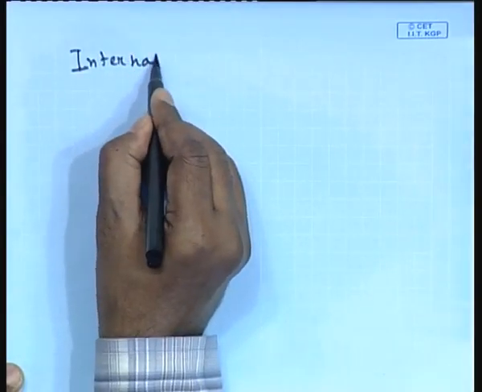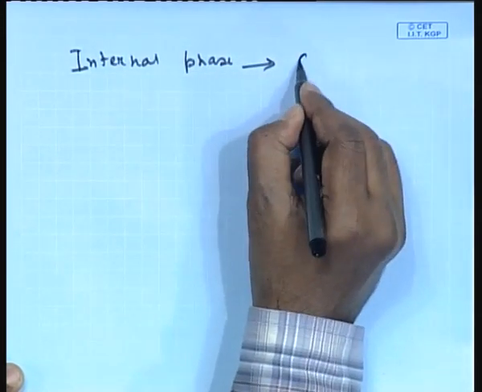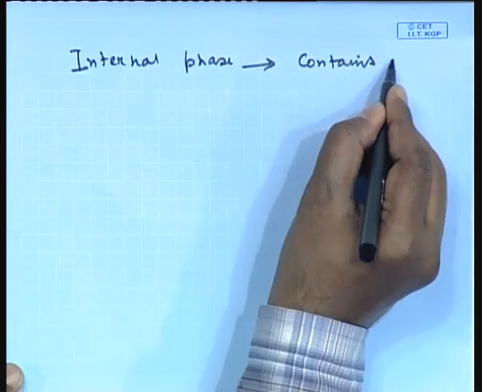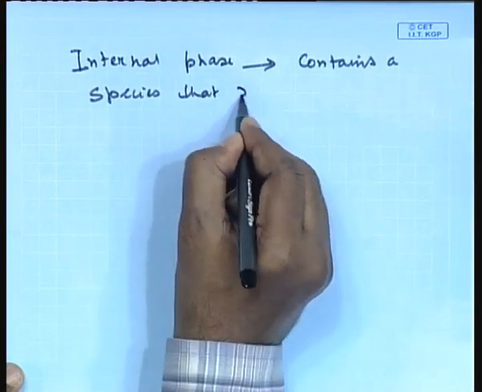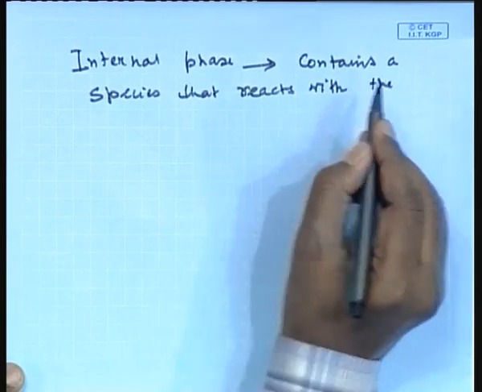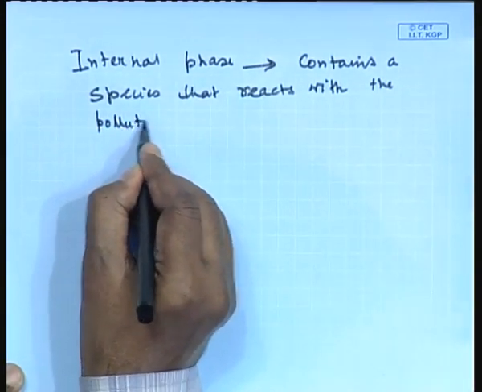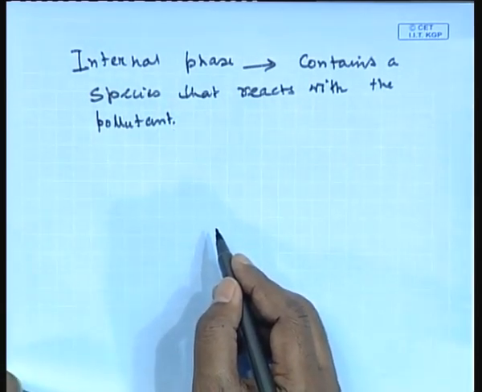Typically, the internal phase contains a species that reacts with the pollutant, so that the concentration of the pollutant within the internal phase will be minimum. That means you are maintaining a maximum driving force in the system.